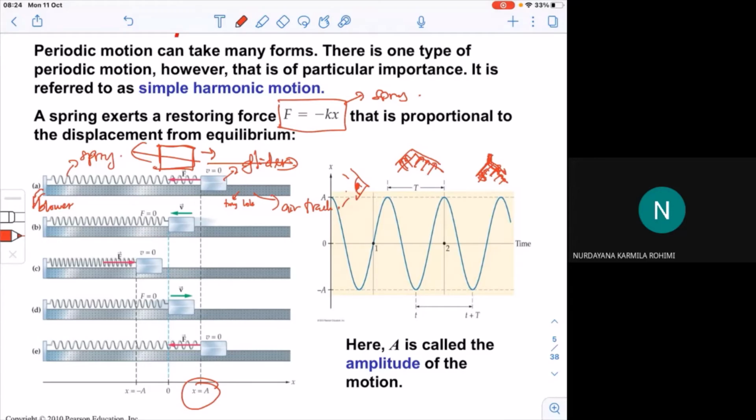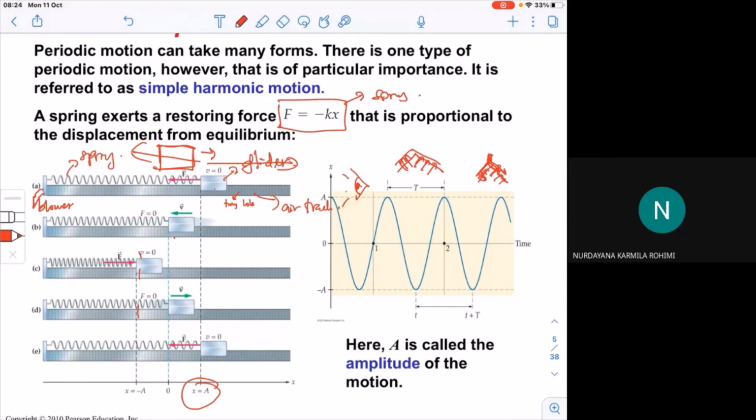Then we release the glider, and of course after we release it, it will go from one point to another. Let's say from x equals A at first, it goes back to the original x equals zero. Does it stop there? No, because the glider will still move from x equals zero to x equals negative A. Does it stop there? No, because of the restoring force. What is the restoring force? The force that always opposes the original force.